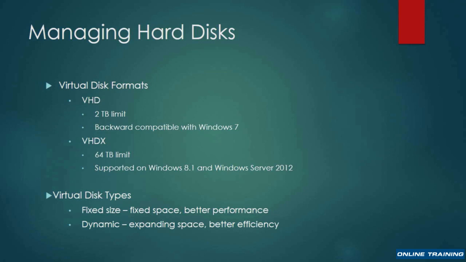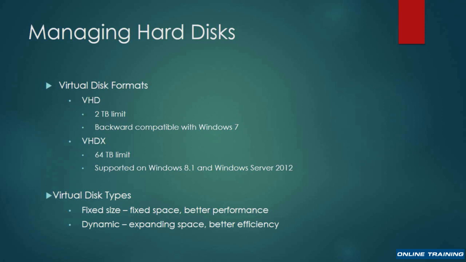You've got the VHD and VHDX formats. The VHD format is backward compatible with Windows 7 with a 2 terabyte limit. The VHDX format was introduced with Windows 8 and supported on 8 and later. So that would include 10, and that is a 64 terabyte limit.